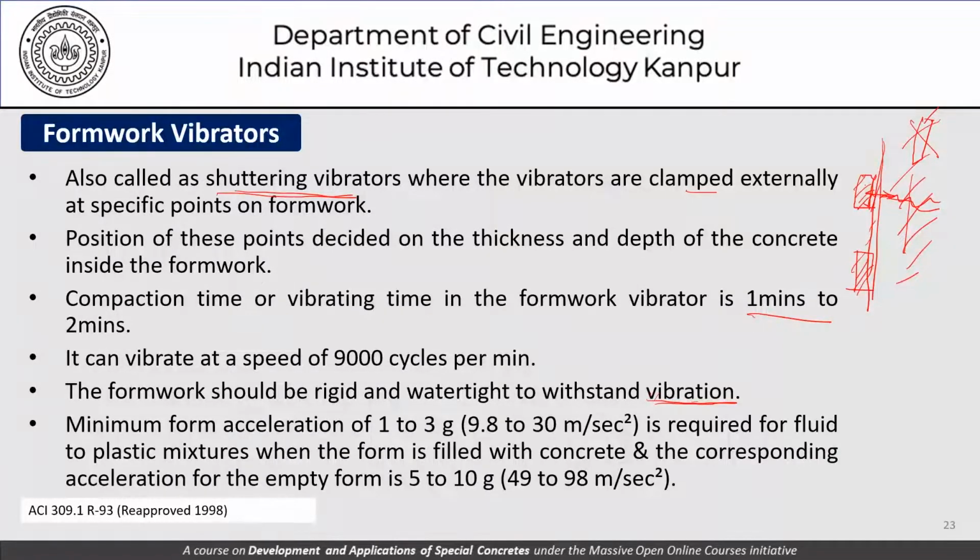The minimum form acceleration is 1 to 3 G, and that's required for fluid to plastic mixtures when the form is filled with concrete, and the corresponding acceleration for the empty form is 5 to 10 G. Obviously, the accelerations that this form will experience will depend on whether it is full or empty, whether there is concrete on this side or not. So depending on the condition, the acceleration generated in using form vibrators could vary anywhere between 1 to 10 G.